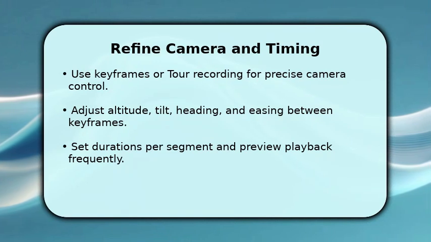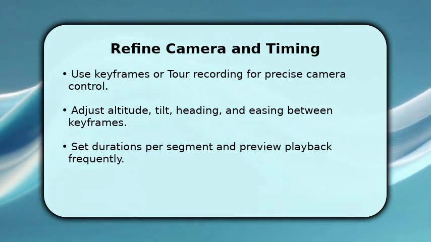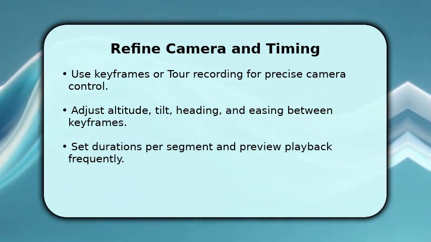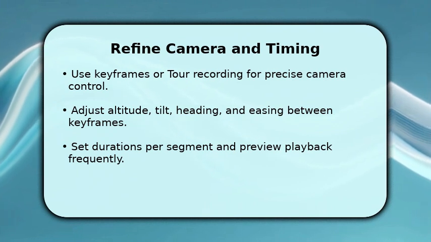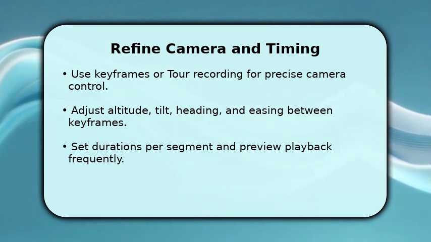You now refine motion. Switch to keyframe mode in Earth Studio or record a tour in Earth Pro, placing keyframes at each place mark to control heading, tilt, and altitude. Use easing to smooth transitions and avoid linear robotic moves. That makes the flight feel natural.